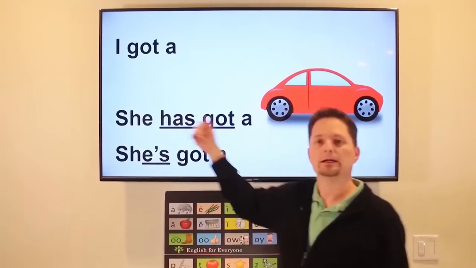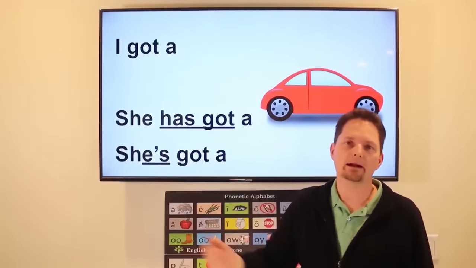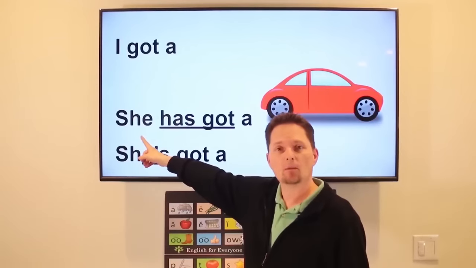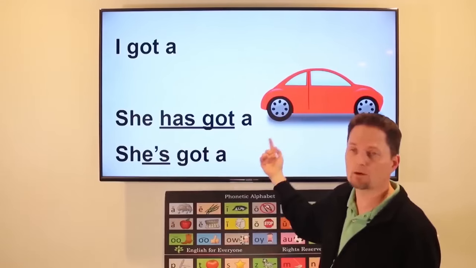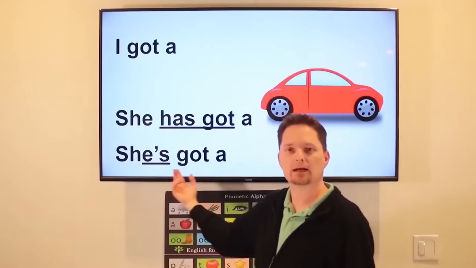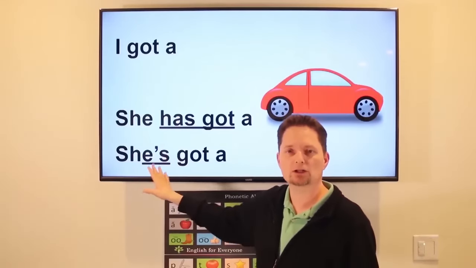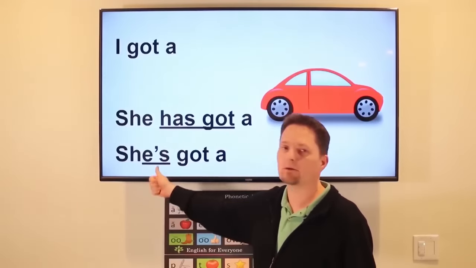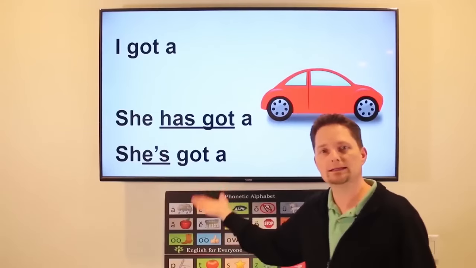I got a car is good for I, it's good for you. You got a car. They got a car and we got a car. But if you say he or she, the helper is has. She has got a car. When we make a contraction, she has, she's got a car. This one, we have to use the contraction she's. We cannot say she got a car. We have to keep it and we have to say it correctly. She's got a car, or if it's a boy, he's got a car.